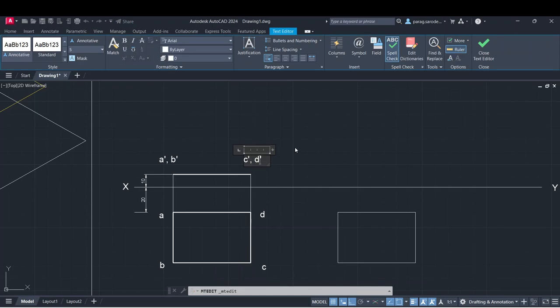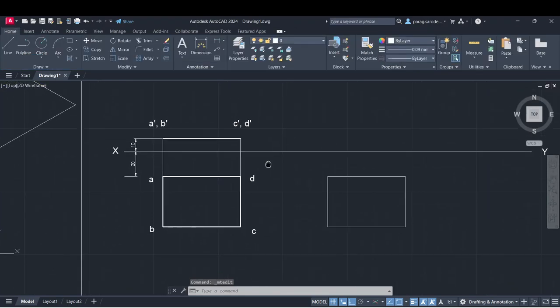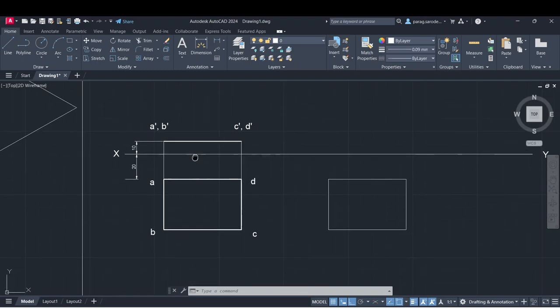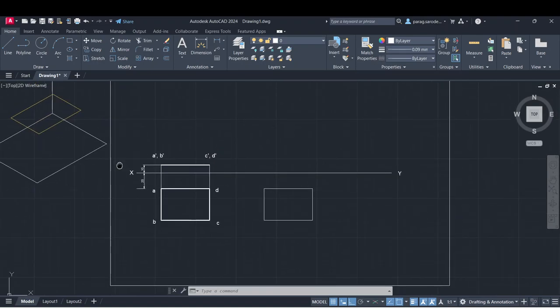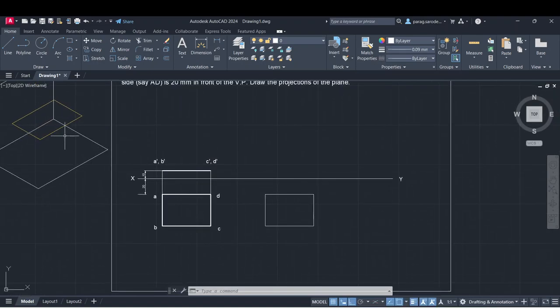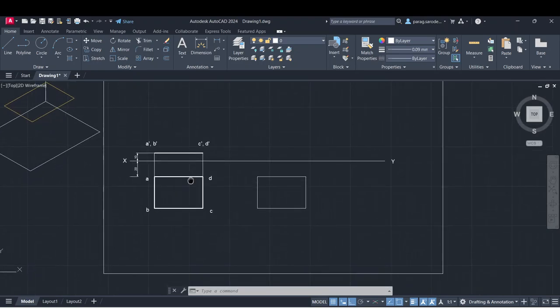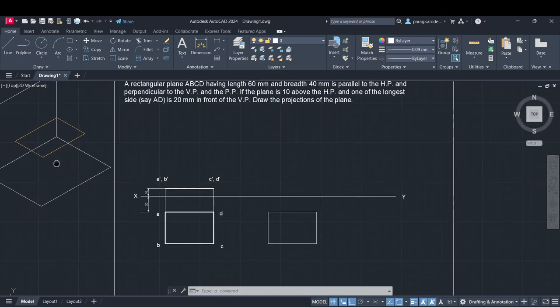Correct? In this way, we can call this the first question. But such a type of question won't be coming in the exam, because in this case the rectangular plate is perpendicular to one plane and parallel to the other. Whatever question the exam contains, the plate will be perpendicular to one plane, let us assume a vertical plane, and inclined to the other plane, right? So this plate will need to be inclined to the other plane.